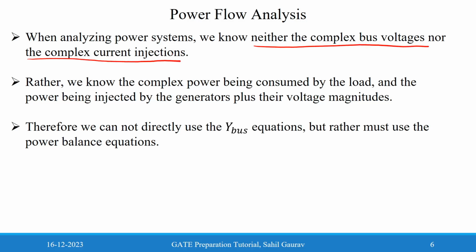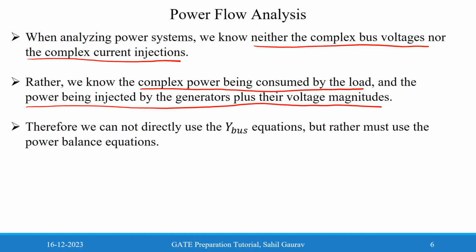Then what do we know about our power system? We know the complex power being consumed by the load and the power being injected by generators plus their voltage magnitudes. So the known quantities are the power demand from the load side and the power injected by the generators with their voltage magnitudes. We don't know the complex bus voltage and the complex current injections. Therefore we cannot directly use the bus equations, but rather we must use the power balance equations.